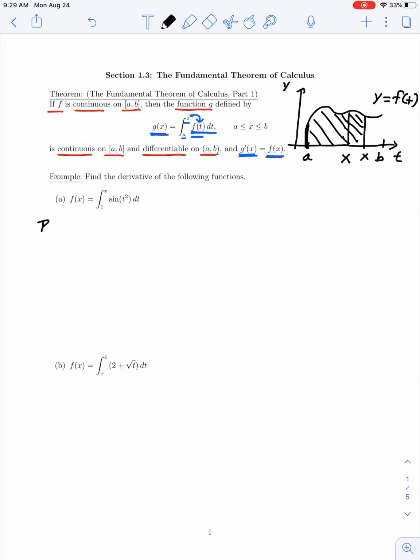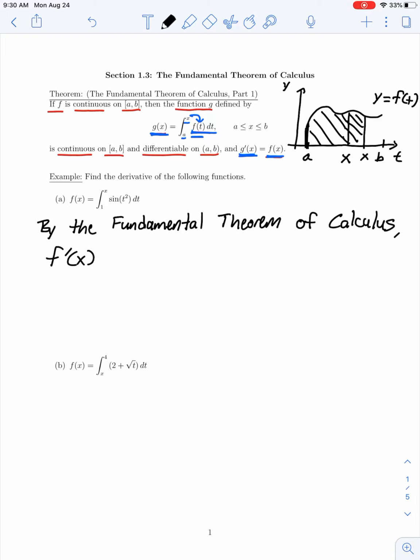So here I'll start by saying by the fundamental theorem of calculus, the derivative of this function, f prime of x, is found by taking our upper limit for integration, in this case x, and substituting it into the integrand. So here, instead of sine of t squared, we're going to have sine of x squared.